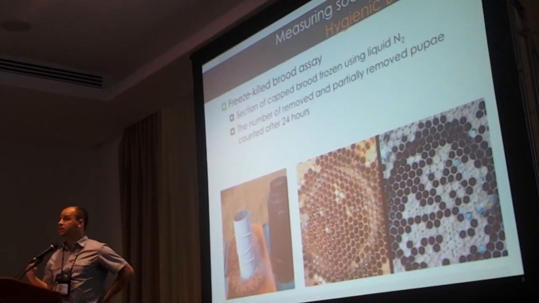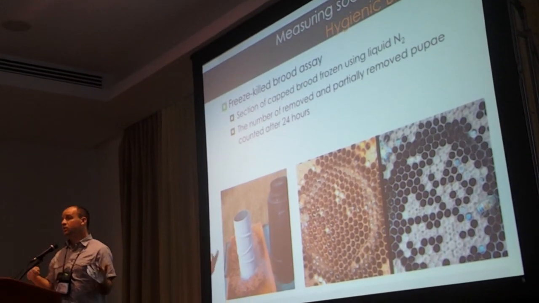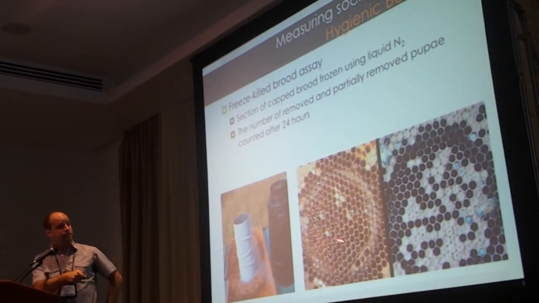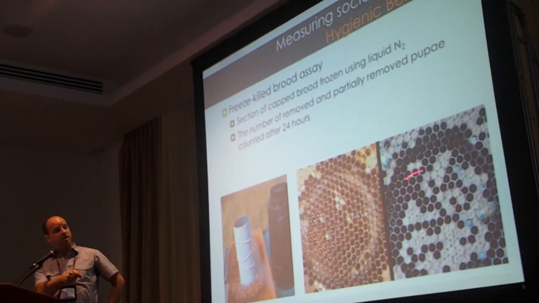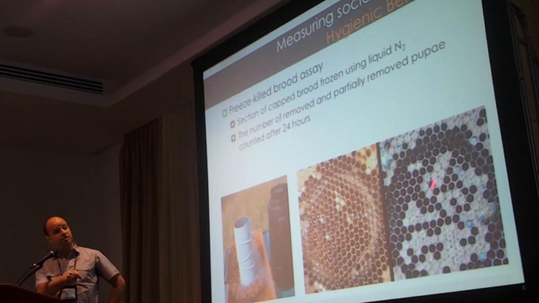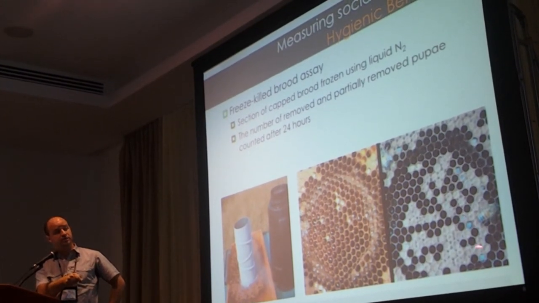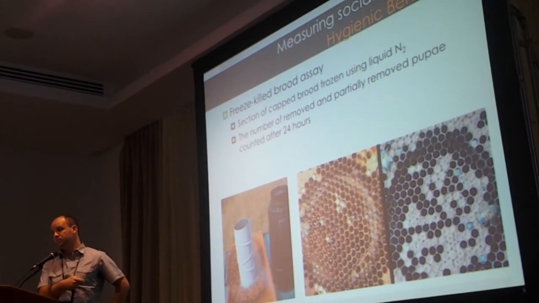So hygienic behavior is on a spectrum from 0 to 100%. This would be a very hygienic behavior because it's removed all of those dead pupa. This one would not be very hygienic. You can see they're starting to remove some of them. Some of these they'll never remove.